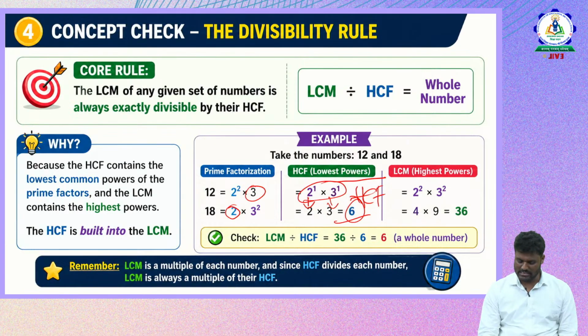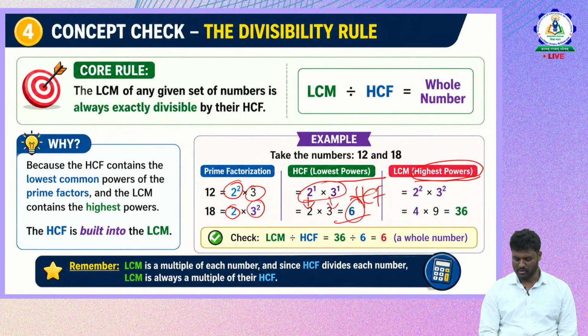So now the LCM. For the LCM we need to remember the highest powers. From the obtained factors, we need to see what the highest powers of the given numbers are. What are the given numbers? Say 12 and 18. So we got the factors of 12 and 18. The highest powers are 2 to the power of 2 and 3 to the power of 2. We have only two powers, 1 and 2. So 2 to the power of 2 and 3 to the power of 2 are the highest powers of the given numbers here.